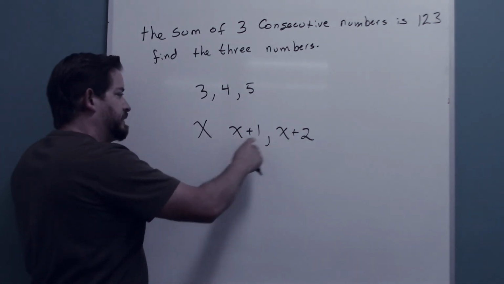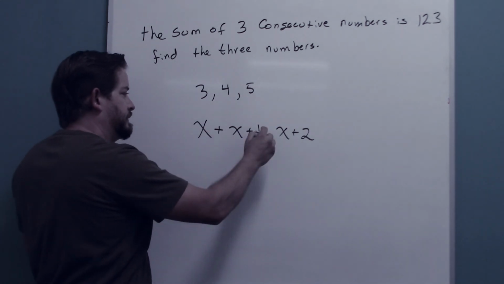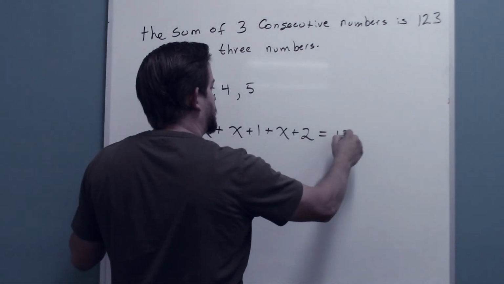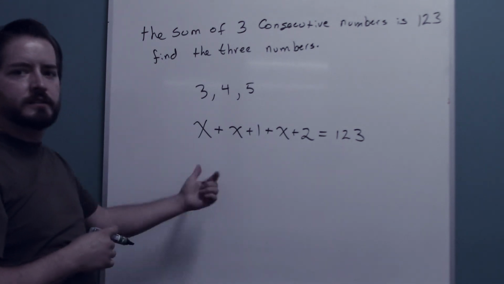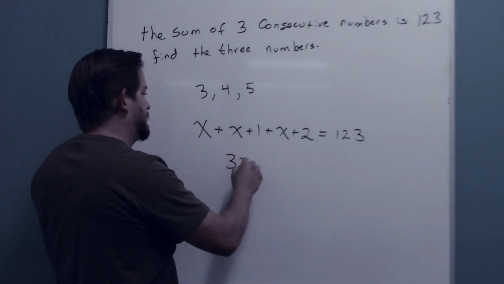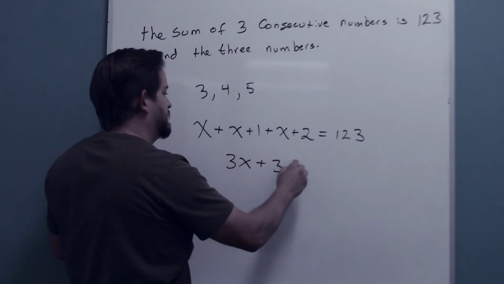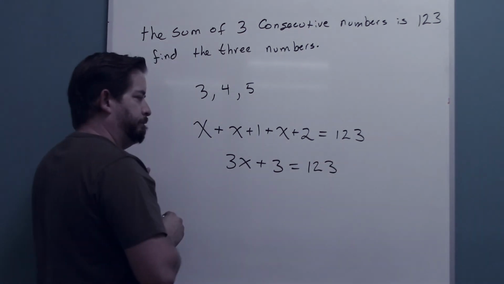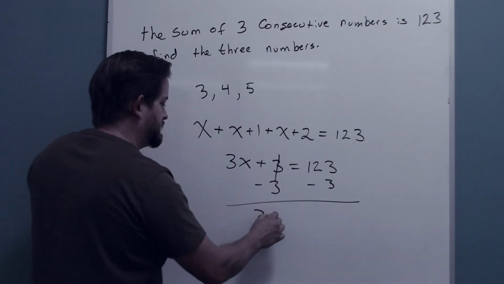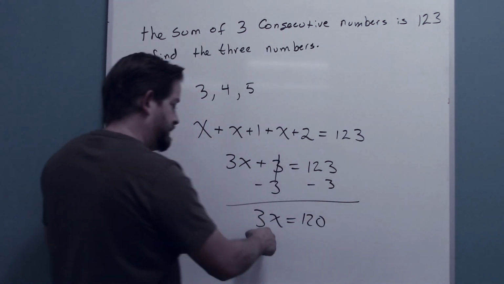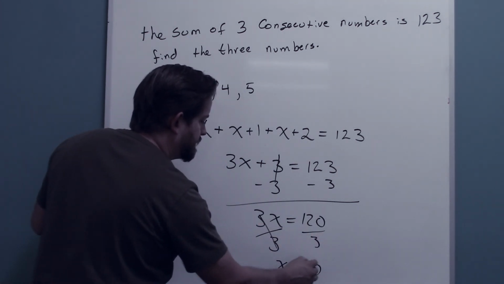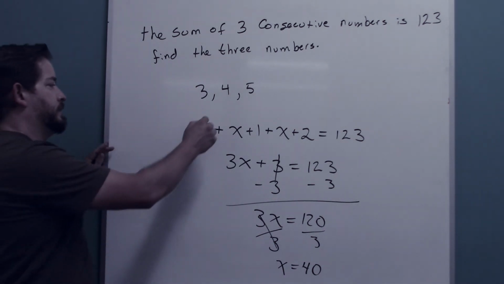And then the question says that the sum of these numbers, which is that expression, is 123. And so if I solve this, I've got it, right? So let's do that. 1, 2, 3 x's total. 1 plus 2 is 3. Right? Use the addition principle here to minus 3 from both sides. So I get 3x equals 120. Divide each side by 3, that'll give me x is 40. Right? And that's my first number.